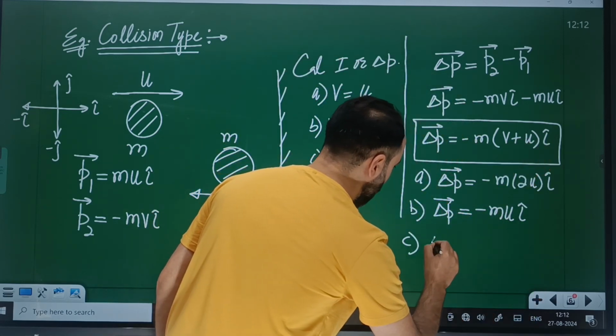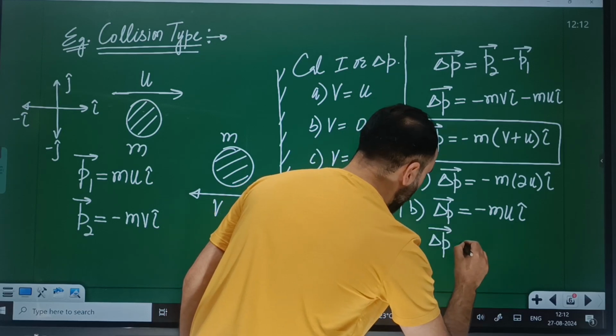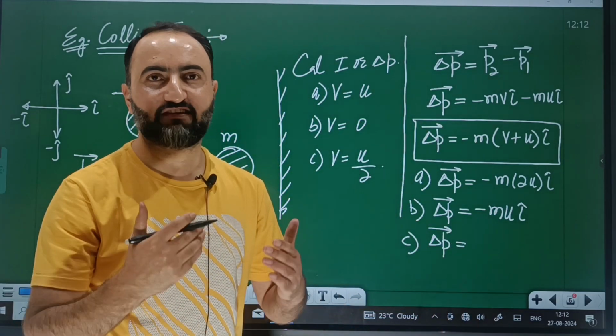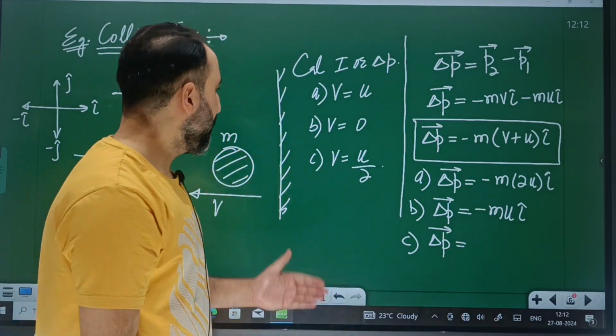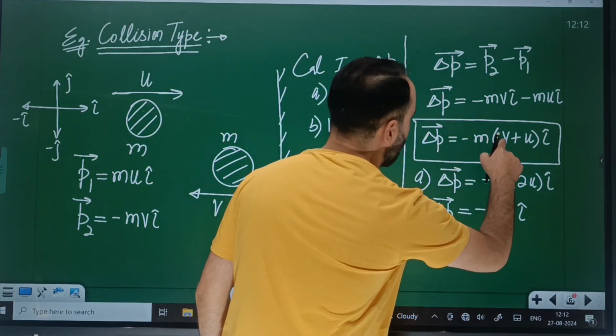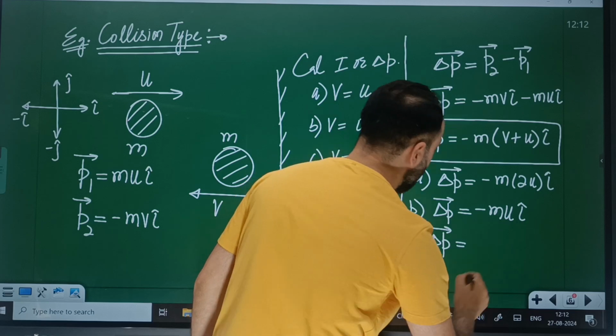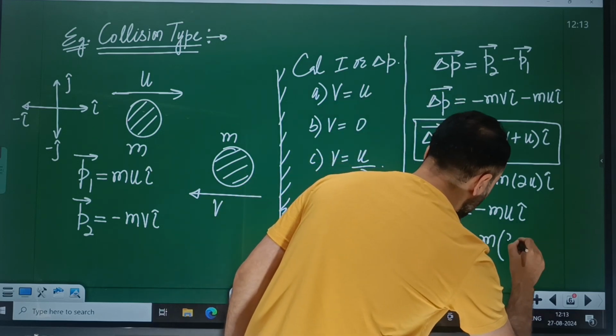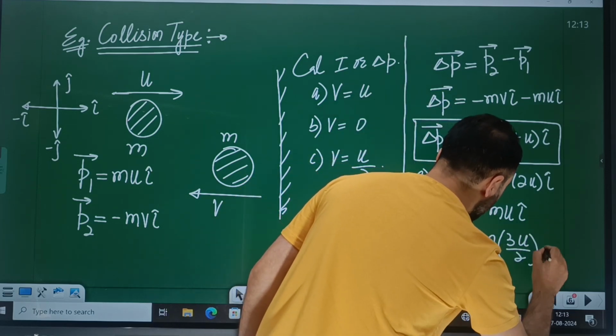Then C part, देख लो बेटा, आप delta p. The ball bounces in the backward direction and there is some loss of kinetic energy. Okay, तो किसके बराबर है final velocity? That's equal to u by 2. So here I will write down u by 2 plus u is 3u by 2. तो आएगा minus m into 3u by 2 multiplied by I cap.